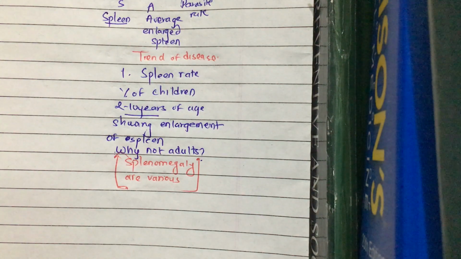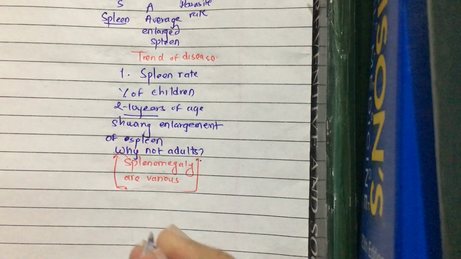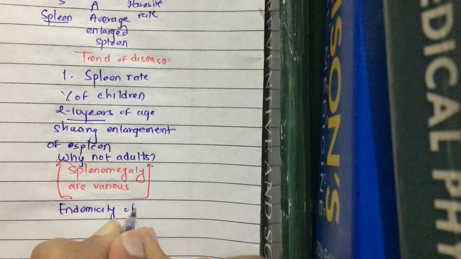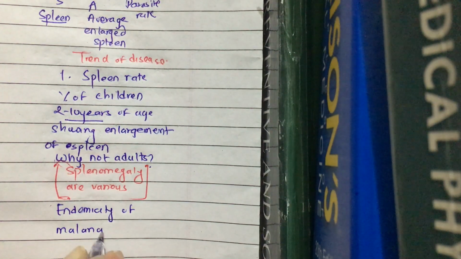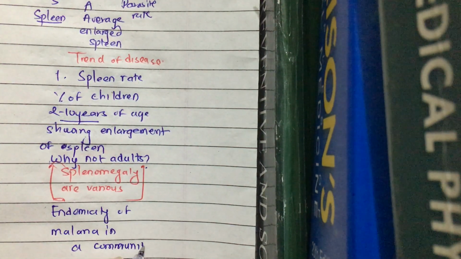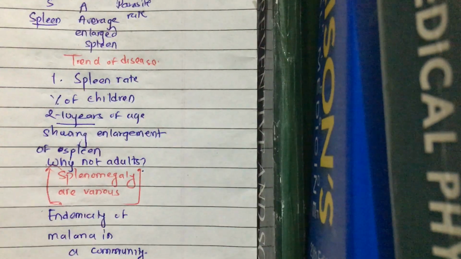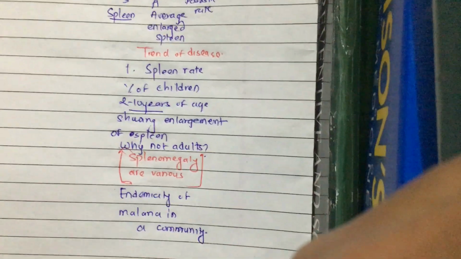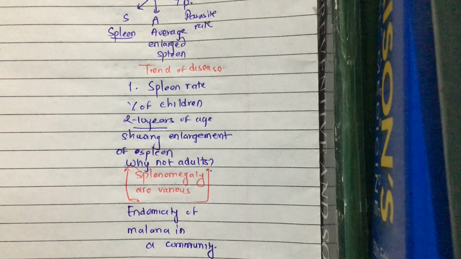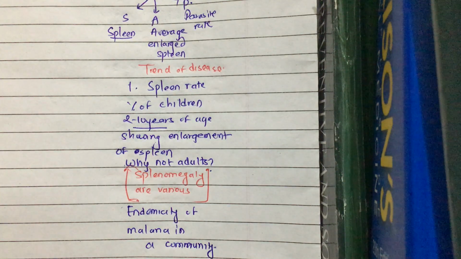And this spleen rate will provide the information on the endemicity of malaria in a community. That means how much endemic the malaria is in a community. So it is an index used for the measurement of endemicity of malaria in a community.